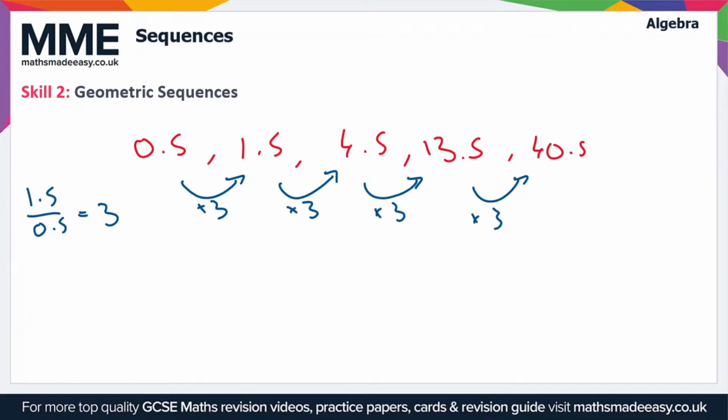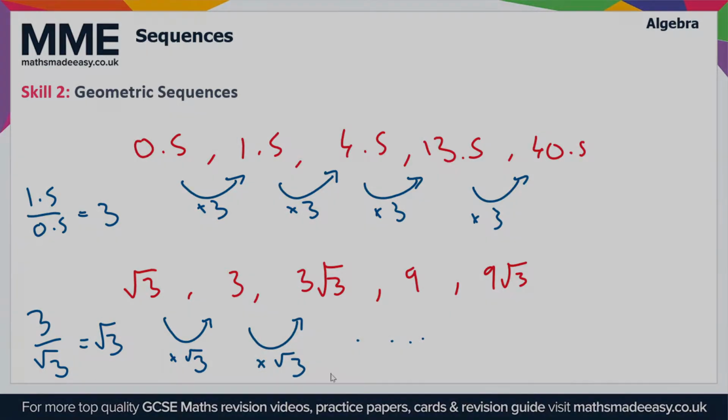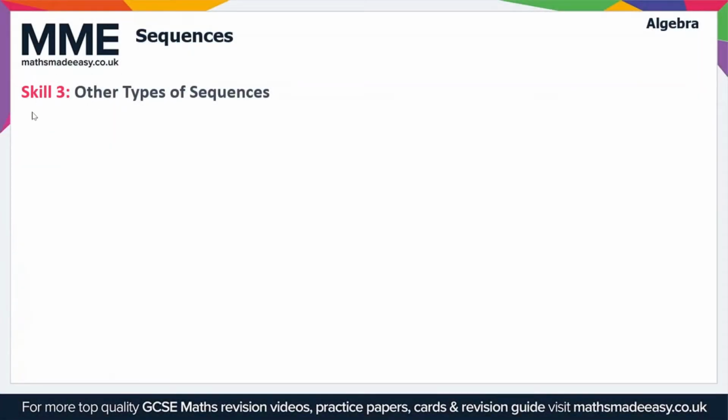You may also be asked about geometric progressions or geometric sequences involving surds. An example might be root 3, 3, 3 root 3, 9 and 9 root 3. This looks a bit more complicated, but here we'll use the same logic. We'll divide 3 by root 3 and that gives us root 3. So to go from one term to the next, we're multiplying by root 3 and so on. Let's move on to look at some other types of sequences now.